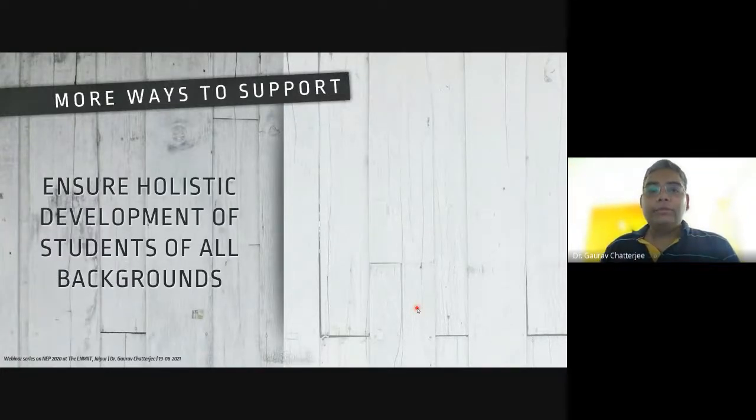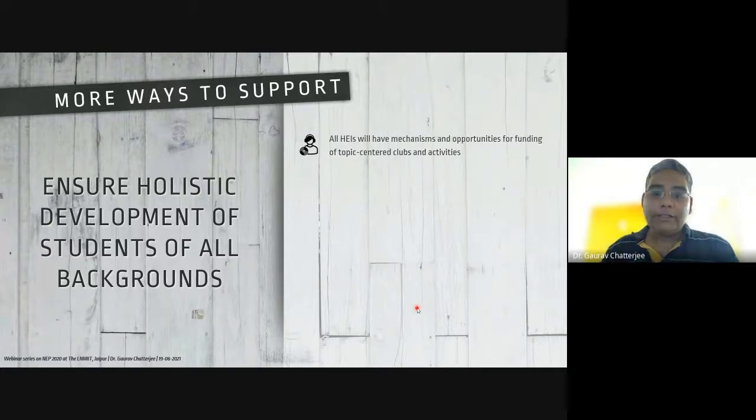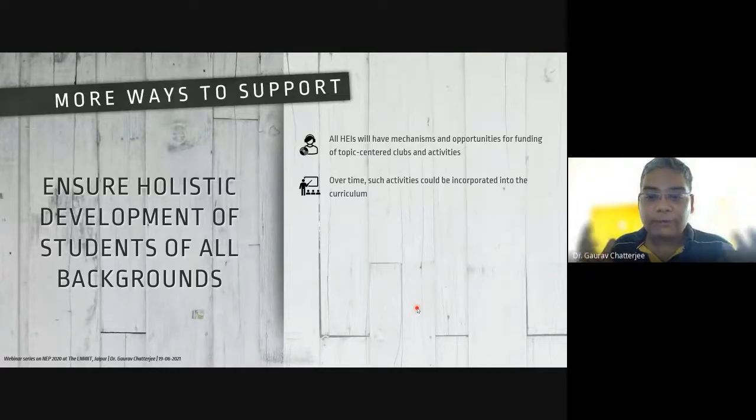So what are some ways to support? How do we ensure holistic development of students from different backgrounds? First is all the HEIs will have certain mechanisms and opportunities for funding clubs and activities, which we already have in LNMIT, like photography club or drama club. So the HEIs have to actively support, actively counsel students, and actively encourage them to be a part of these activities. We have to give them incentives. So over the time, such activities could be incorporated into the curriculum. By the way, these are not my words. These are the words of the policy document itself. I'm verbatim just copying them into the presentation.